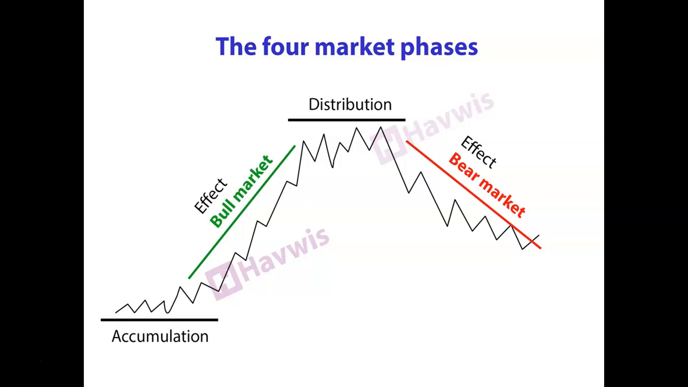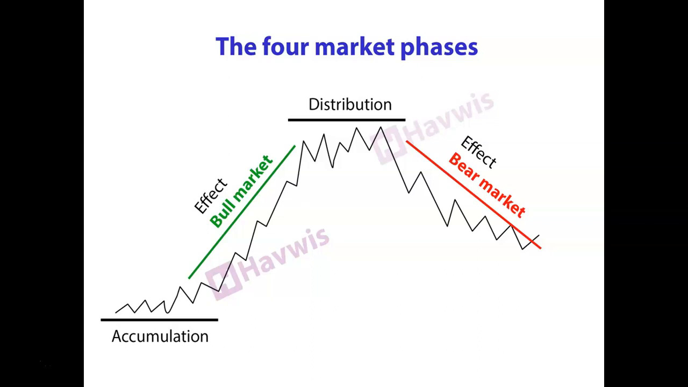You can see that at this point the market will be in a kind of stable or consolidation movement. At this point, it's neither going up nor going down, so it will begin to distribute. People will begin to sell their positions. When they begin to sell as much, it will create an effect in the market, and that effect will be the bear market.